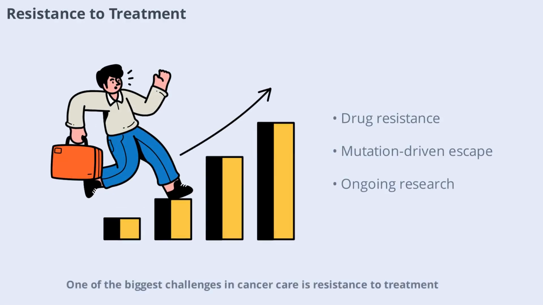One of the biggest challenges in cancer care is resistance to treatment. As cancer cells mutate, they can develop ways to evade drugs and continue growing. This is why some cancers come back after treatment. Researchers are working hard to find ways to overcome resistance and keep cancer in check.